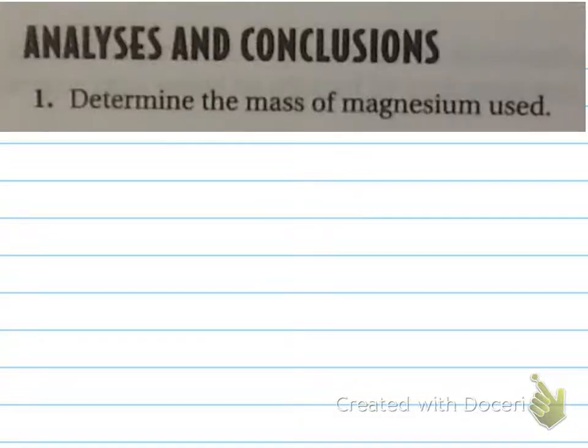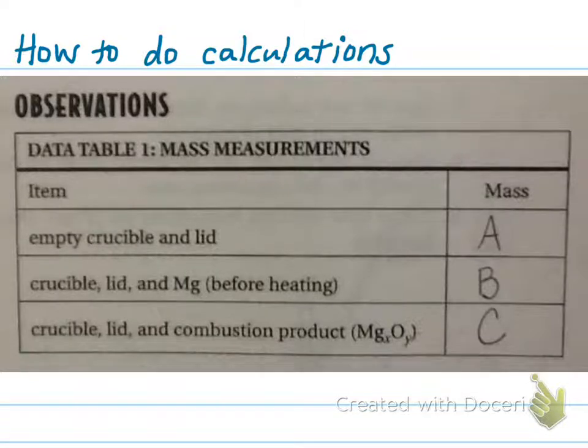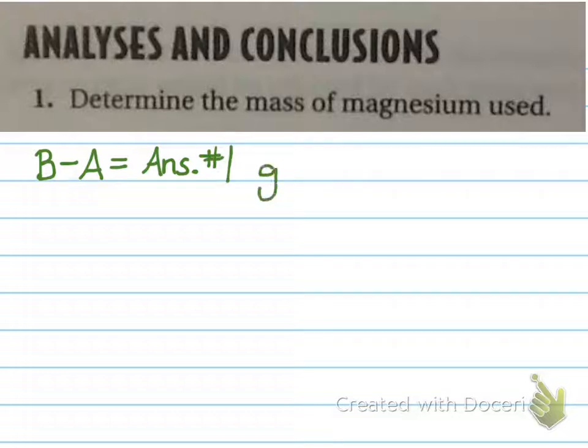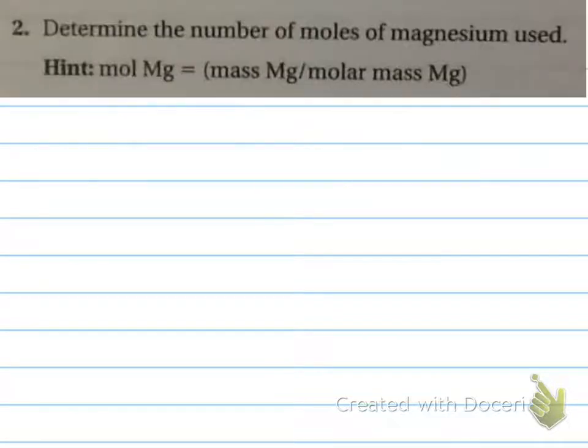So step number 1 says determine the mass of magnesium used. How with this data would you figure out how much magnesium you used? Well, that would be B minus A, which gives me my answer to number 1, in grams of magnesium used. So that's how you're going to determine the mass of magnesium used. You're going to take B and subtract A.